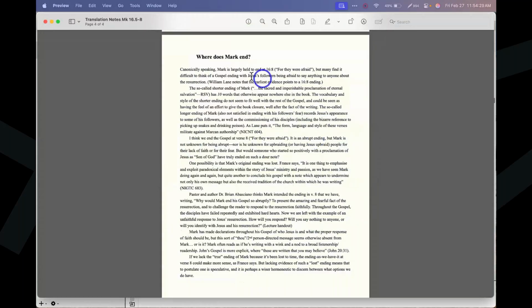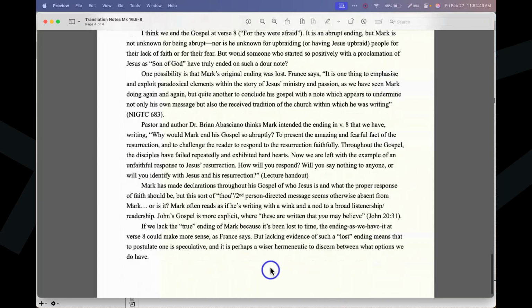I'm trying to make a case here for ending where we ended today with Mark. And I'm not trying to convince anybody. Again, there are a lot of factors here. But if it ends at "for they were afraid," how could that be? I'll just leave this with you for further reading. But one of my Greek professors, Brian Abasciano, who's a pastor and has also published some scholarly work on Romans, puts this well.